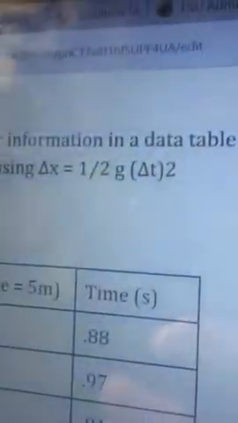Now we're also trying to see the impact of gravity on the ball's acceleration. So we were given the distance, and then we were to use the average time that we found from our 6 trials, and then find our acceleration from there based on this equation right here.